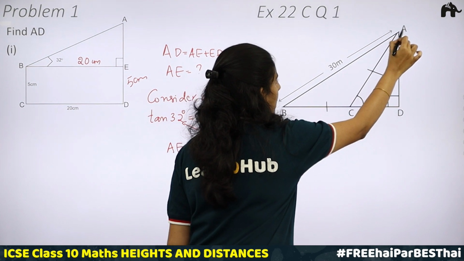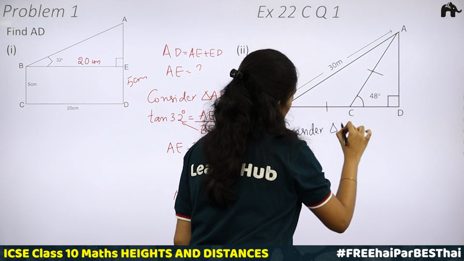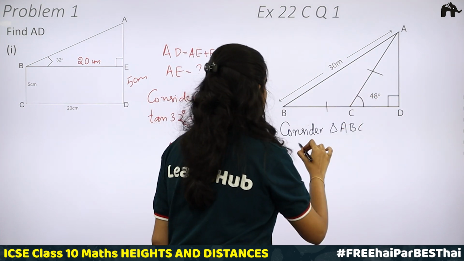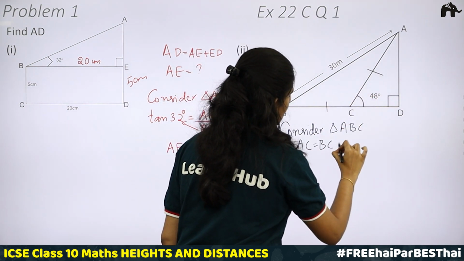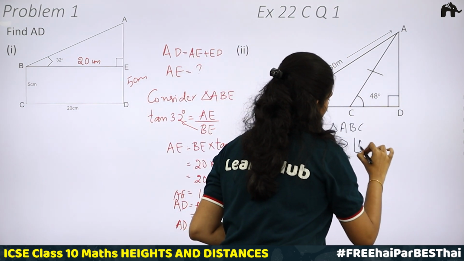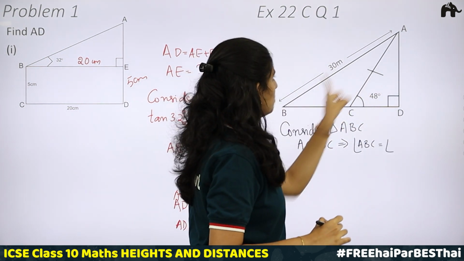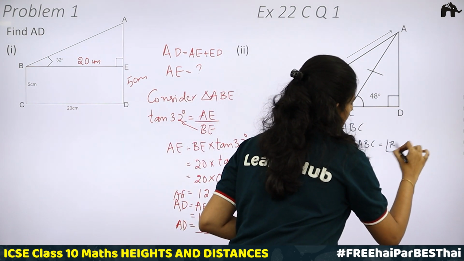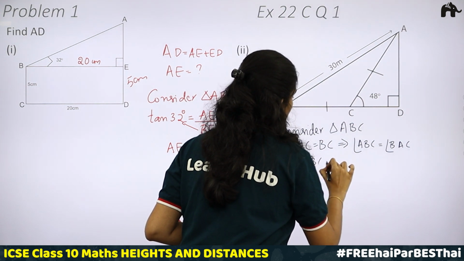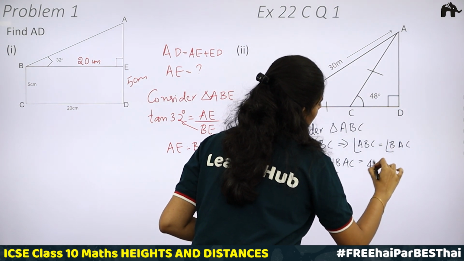Now consider triangle ABC. In triangle ABC, we have AC is equal to BC. Therefore, opposite to AC, we have angle ABC. Angle ABC is equal to angle BAC, which is opposite to BC. Also, we know that angle ABC plus angle BAC is equal to 48 degree.